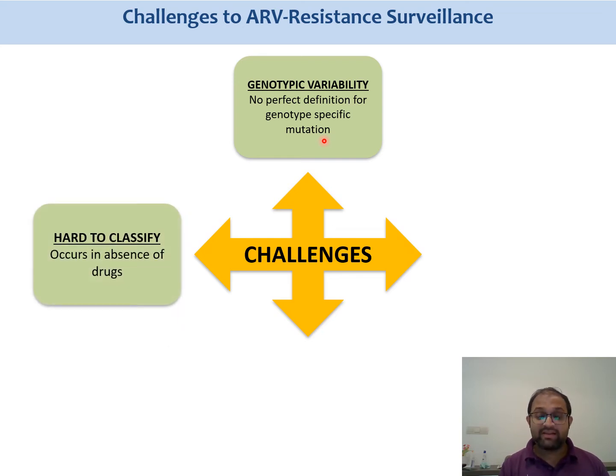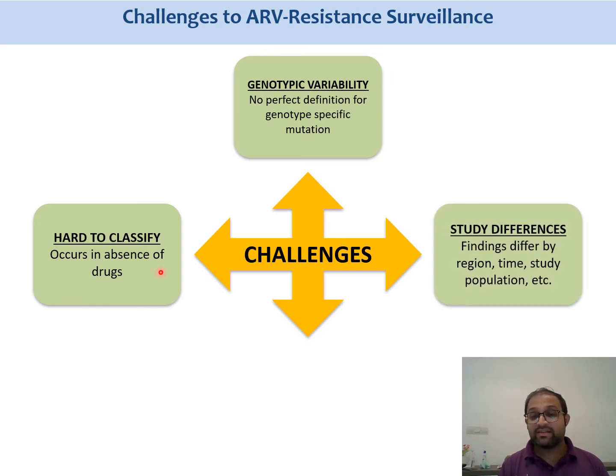The second challenge is that the mutations are hard to classify. Certain mutations occur in the absence of drugs, for example, in response to immune selection pressures, and they have a dual effect on drug resistance as well. So it becomes a really important challenge to characterize which mutations emerge in the presence of the drugs, and which mutations emerge in the absence of the drugs.